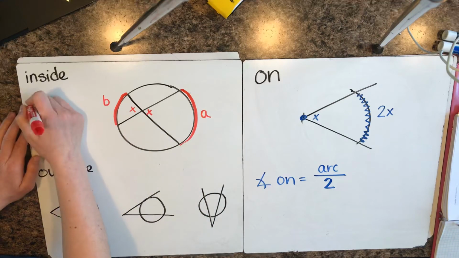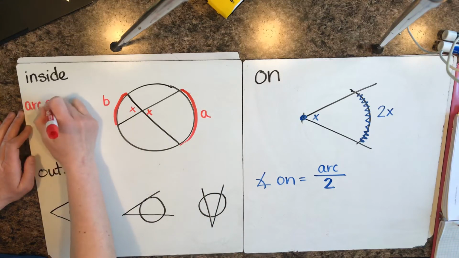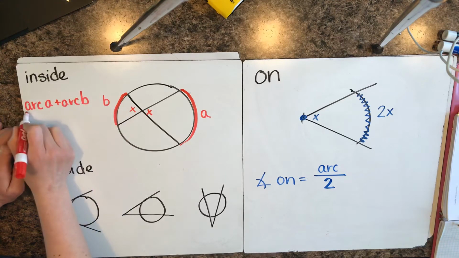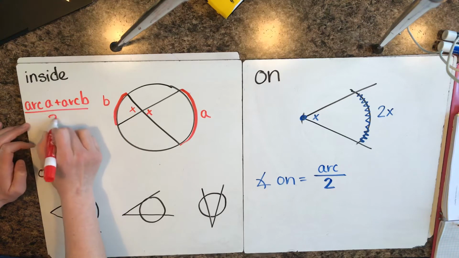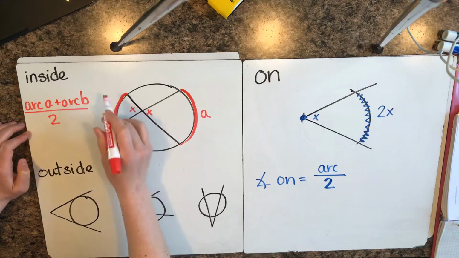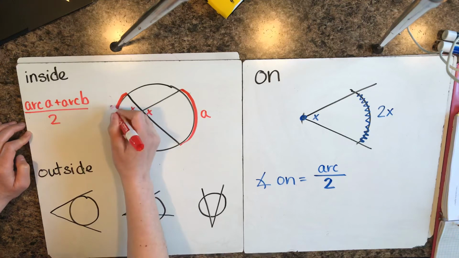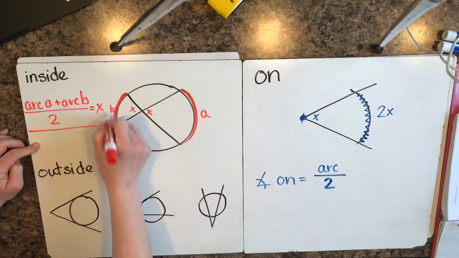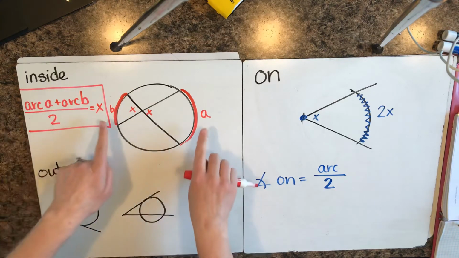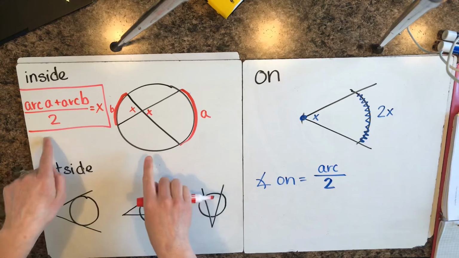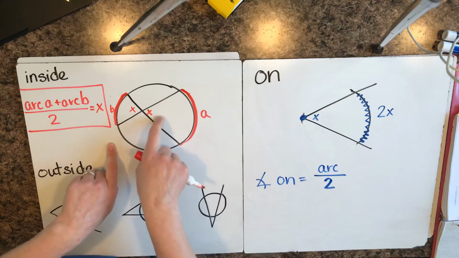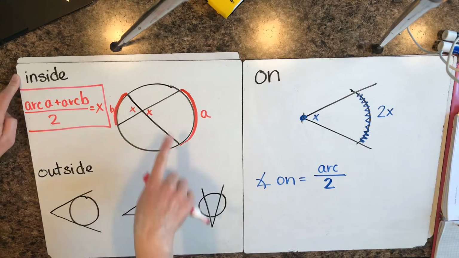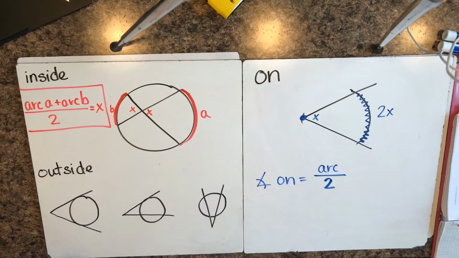So in other words, arc A plus arc B, add them together, then divide by 2, is going to be equal to angle x. So I'm just going to add these two up, divide by 2, and that's going to be equal to this x and that x both. So we're just finding the average when the two lines meet on the inside.